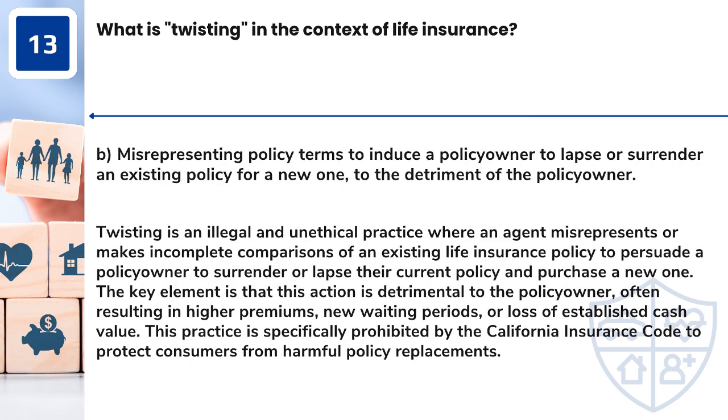Answer: B. Misrepresenting policy terms to induce a policy owner to lapse or surrender an existing policy for a new one, to the detriment of the policy owner. Twisting is an illegal and unethical practice where an agent misrepresents or makes incomplete comparisons of an existing life insurance policy to persuade a policy owner to surrender or lapse their current policy and purchase a new one. The key element is that this action is detrimental to the policy owner, often resulting in higher premiums, new waiting periods, or loss of established cash value. This practice is specifically prohibited by the California Insurance Code to protect consumers from harmful policy replacements.